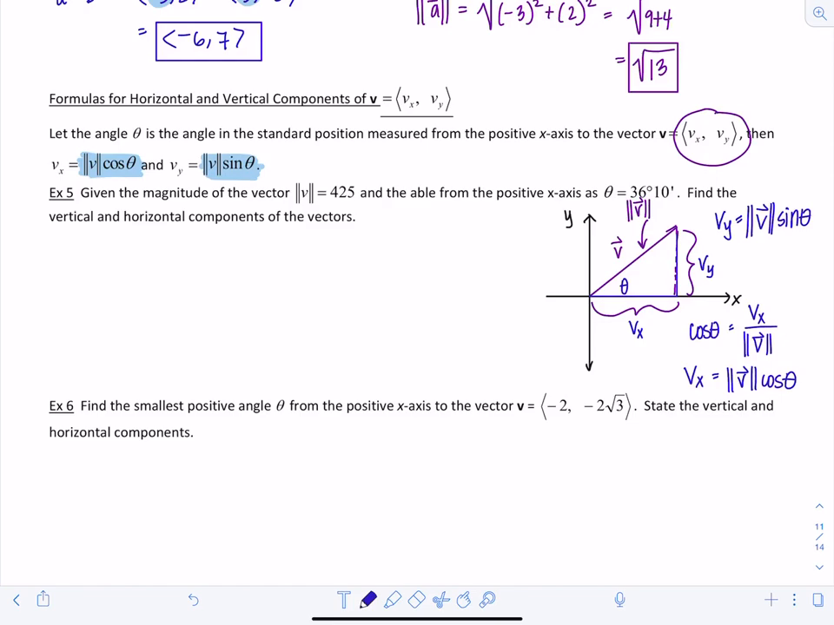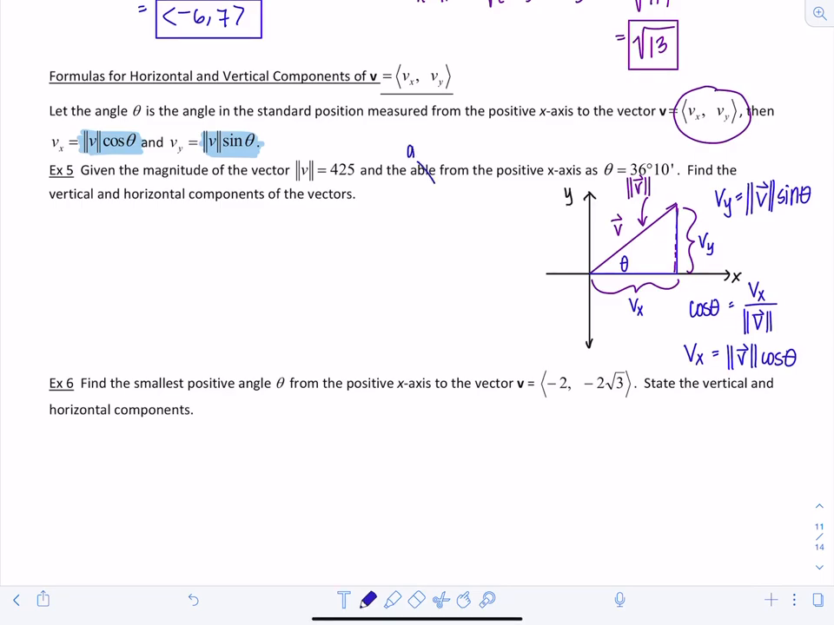Okay, so let's look at an example. Given the magnitude of the vector V, which is 425, and the, I think that should be angle, not able. Angle from the positive x-axis is theta equals 36 degrees and 10 minutes. Find the vertical and horizontal components of the vectors. Okay, so horizontal component is going to be magnitude of V cosine theta, which is going to be 425 times cosine of 36 degrees, 10 minutes. You can do that in your calculator.